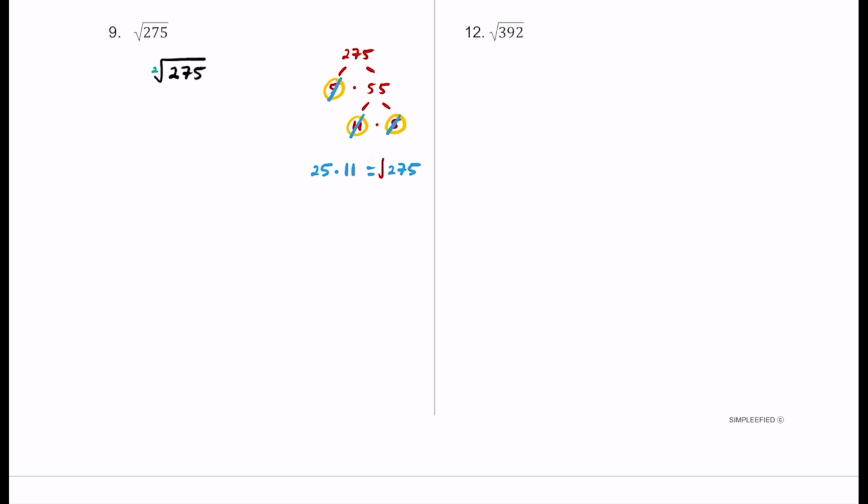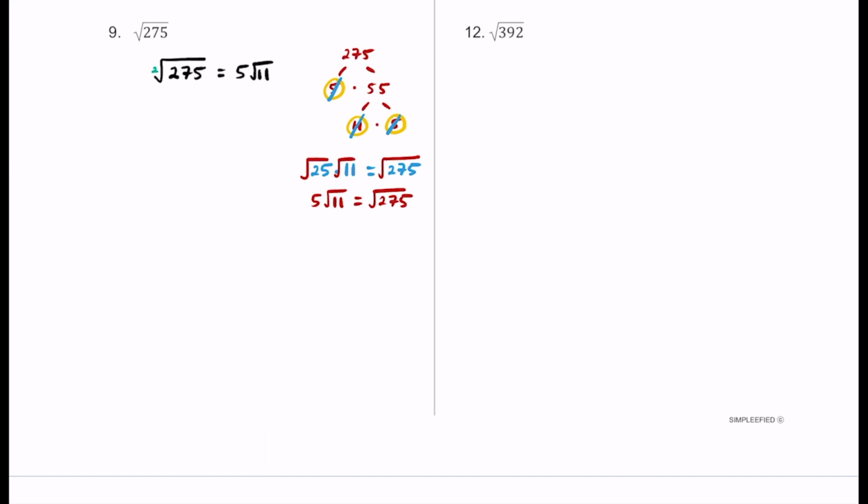So what's the square root of 275? Well, it's the same thing as the square root of 11 times the square root of 25. The square root of 25 is 5, so it's 5 times root 11. That's equal to the square root of 275. So we're going to go ahead and write 5 root 11.